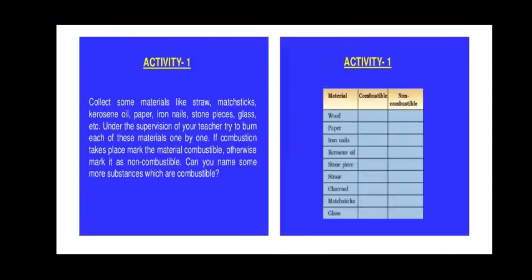Let us do an activity to learn more about this combustion and its combustible fuel. Collect some materials like straw, matchsticks, kerosene oil, paper, iron nails, stone piece, glass, etc. under the supervision of a teacher. Here we can't help you, so take the help of your parents and try to burn each of these materials one by one. If combustion takes place, mark the material as combustible. Otherwise, it is marked as non-combustible.